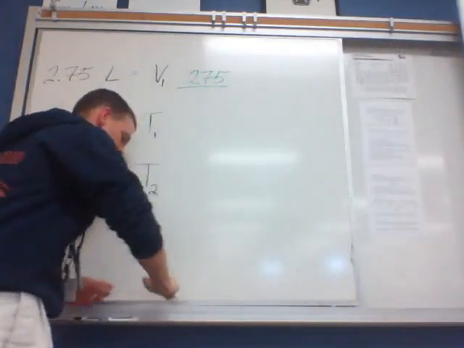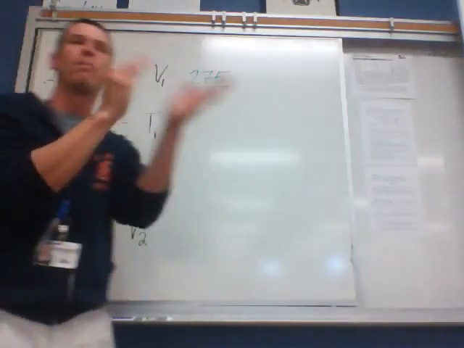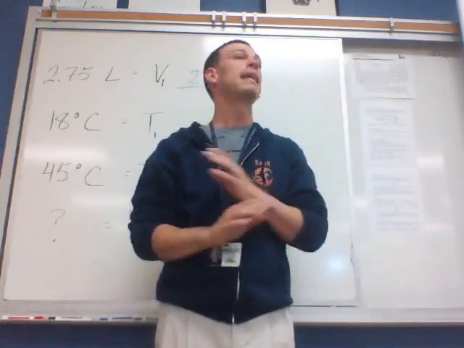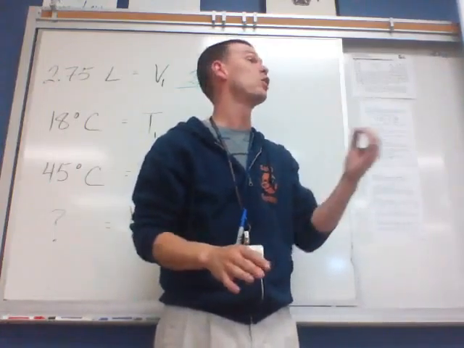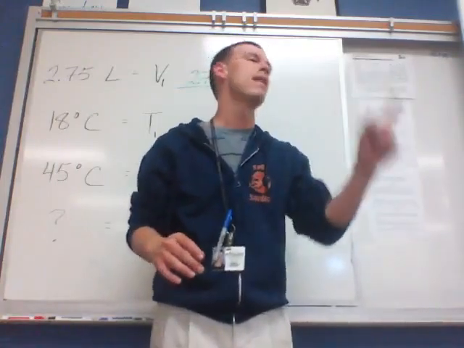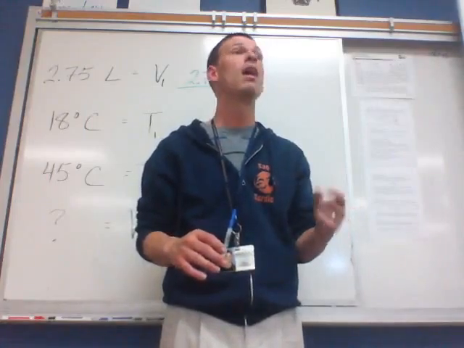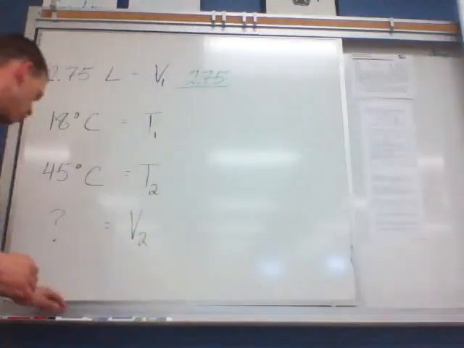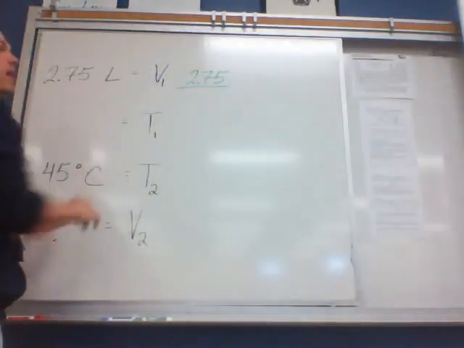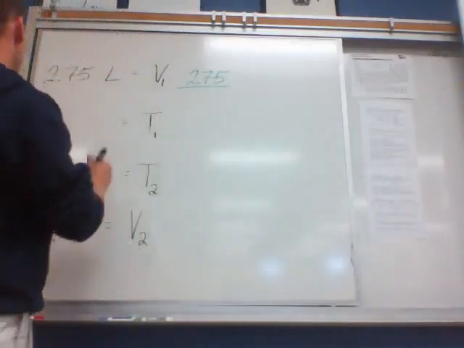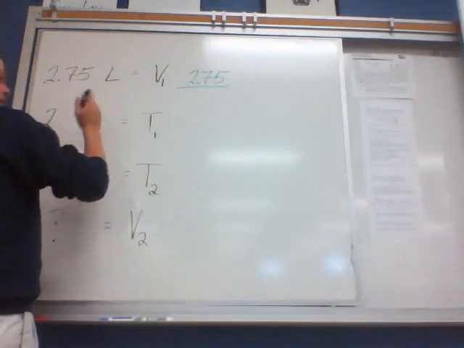Over T1, but stop, look here. Most important thing I'll say all day. Degrees Celsius cannot be put into a gas law. Degrees Celsius can never be put into an equation. It's got to be that other temperature unit. What's the other temperature unit? Kelvin. You know how to make that change, though. How do I make 18 degrees Celsius become Kelvin? Add 273. 18 plus 273 is what? 291 Kelvin.